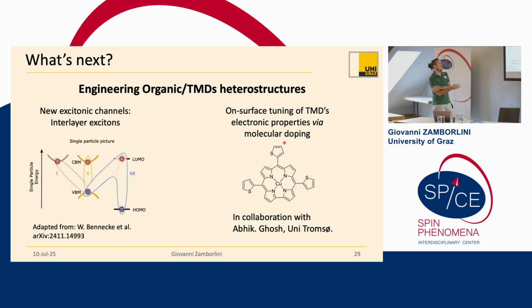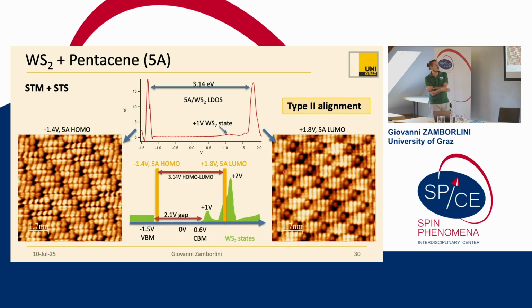I'm interested in all of this because the goal of what we are doing now is to engineer new organic transition metal dichalcogenide heterostructures. From the one end, we want to look at new excitonic channels, so we are chasing these interlayer excitons. There is already one paper on arXiv from the group of Stefan Mathias, where they have a type 1 alignment, and they claim that they see an interlayer exciton. We also want to modify the properties of our TMDs by on-surface chemistry. For that, we are collaborating with the group of Avijit Ghosh at the University of Tromsø in Norway, and we already started to do some preliminary work.